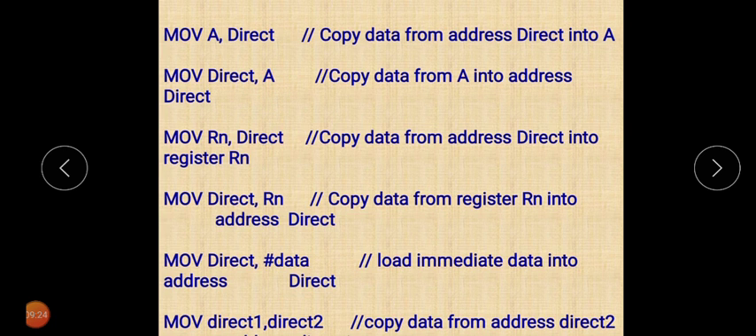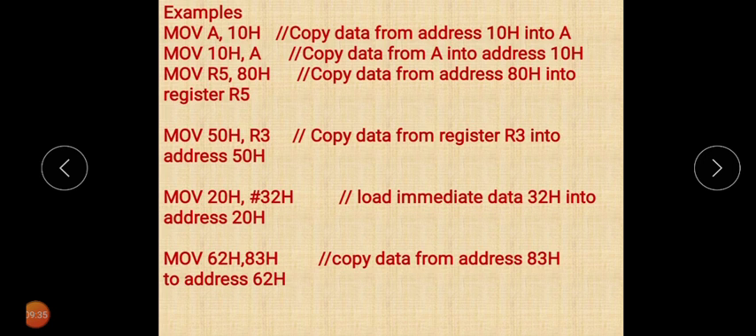Then these are the other examples. You can copy the data from memory location to register, from register to memory location, and you can also give directly the data. These are the examples. MOV A, 10H, that is the value which is stored in the memory location 10H is copied to accumulator A. Here 10H is not the data, it is the address of a memory location. How do we know that? Because here there is no hash symbol. If you give a hash symbol here, then 10H will become the immediate data.